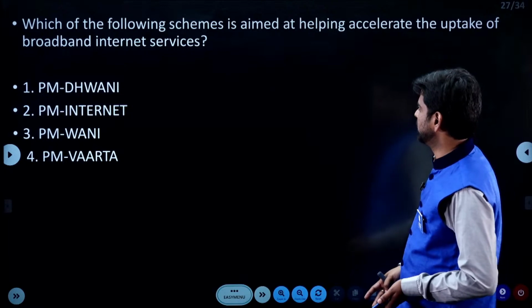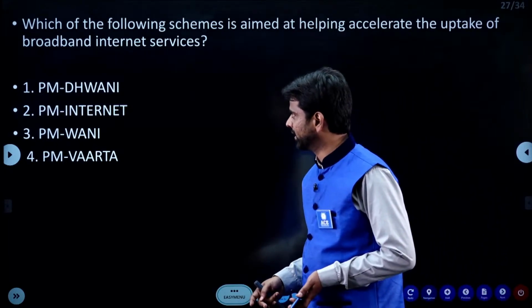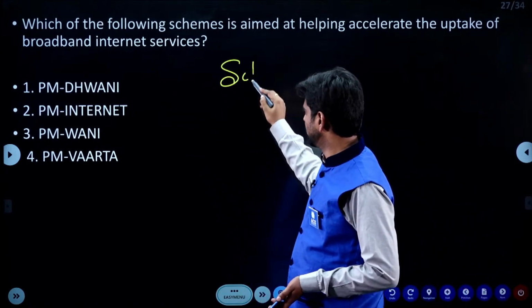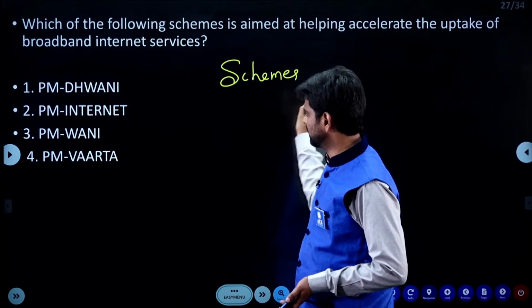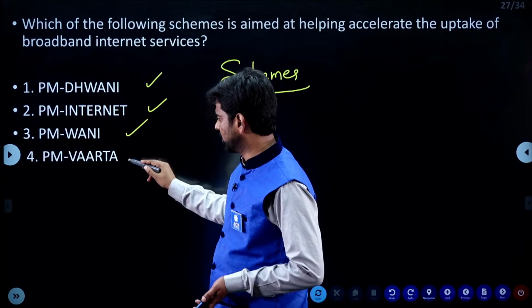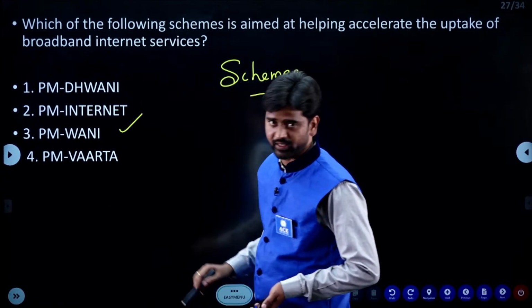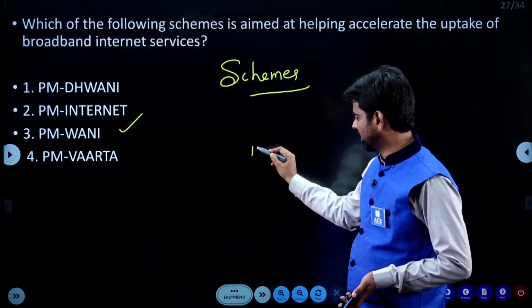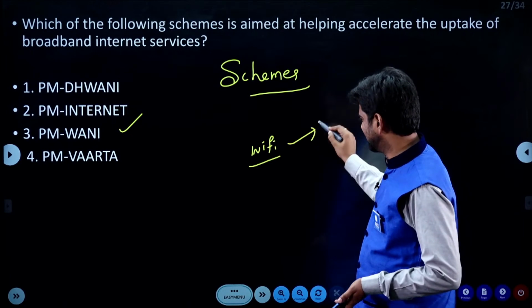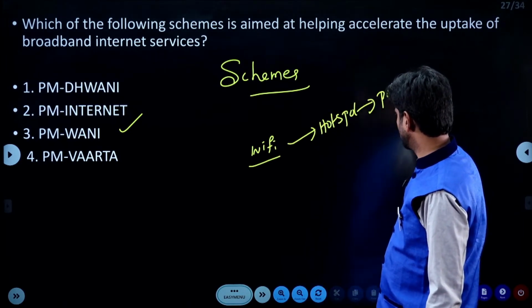Which of the following schemes is aimed at helping the accelerated uptake of broadband internet services? He is coming to the Government of India schemes. Is it PM Dhwani, PM Internet, PM Vani or PM Varta? The right answer for broadband internet is PM Vani. That is, you can make your Wi-Fi a hotspot for the public, guys.